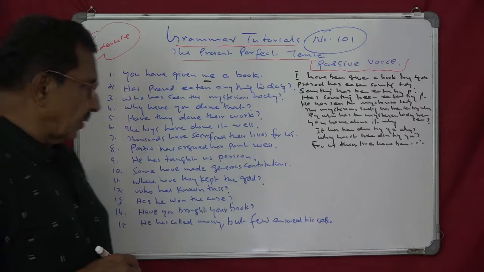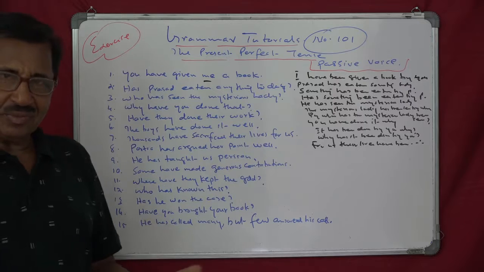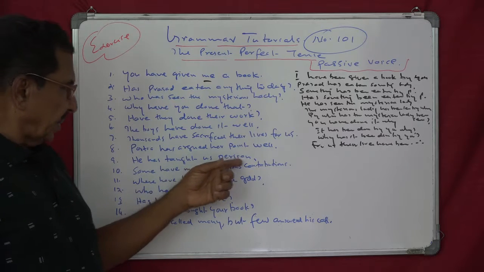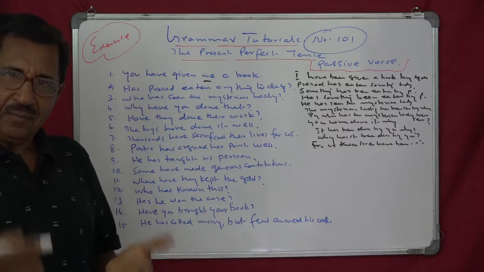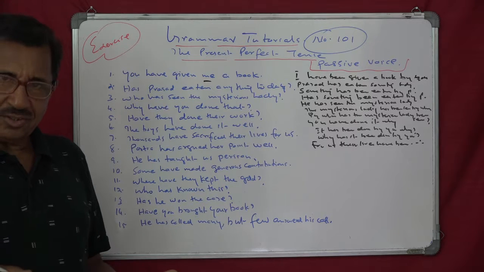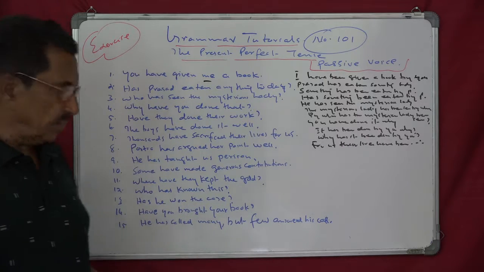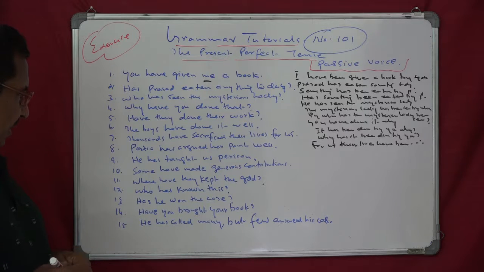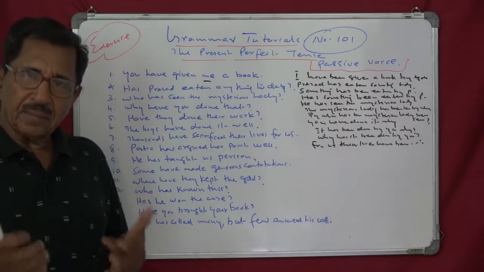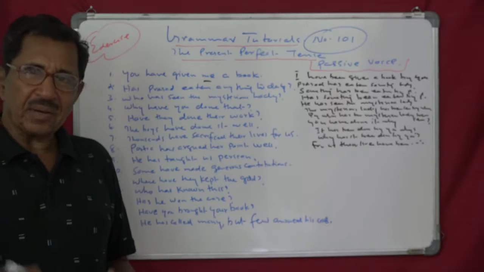Portia has argued her point well. Her point has been argued by Portia well. Simple. Then he has taught us Persian. We have been taught Persian by him. Why we? Because us is a personal object, so we also becomes the subject. And then, some have made generous contributions. Generous contributions have been made by some. Simple, that's why I am not writing.